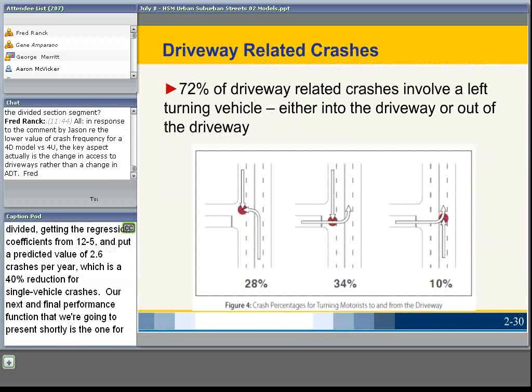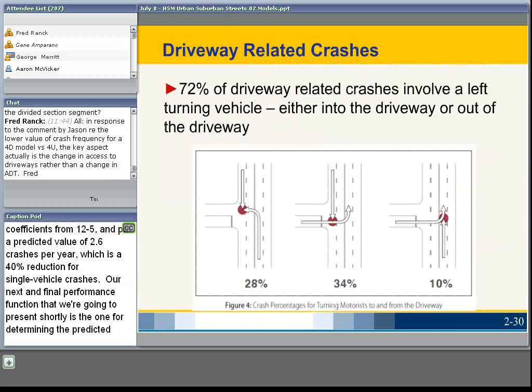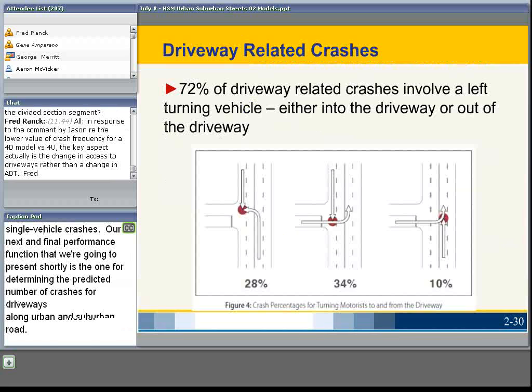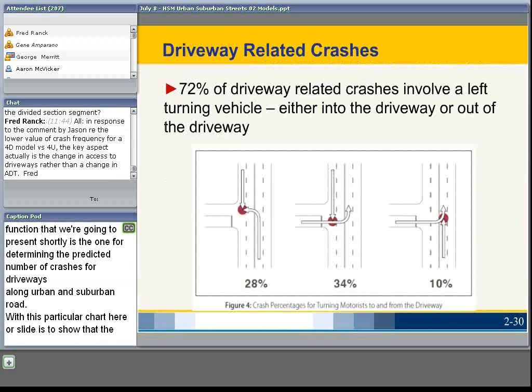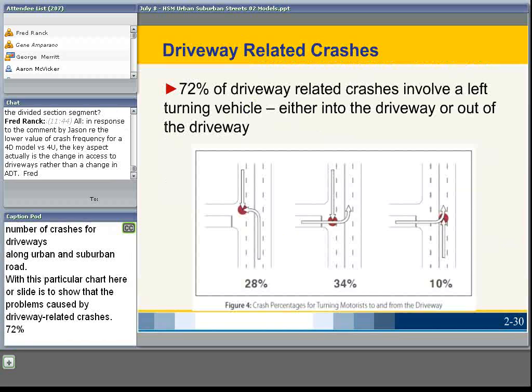substituting in our values for a 4-lane divided, getting the regression coefficients from 12.5, and we come up with a predicted value of 2.6 crashes per year, which is a 40% reduction for single vehicle crashes.